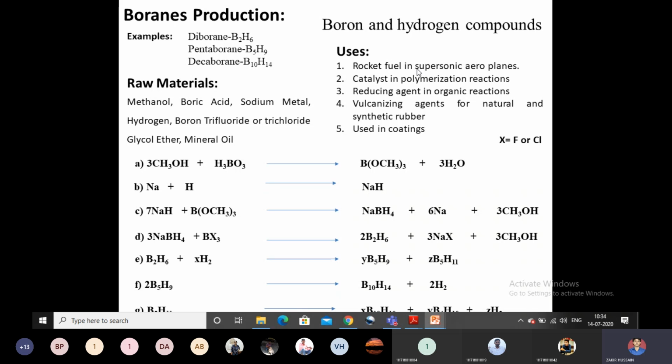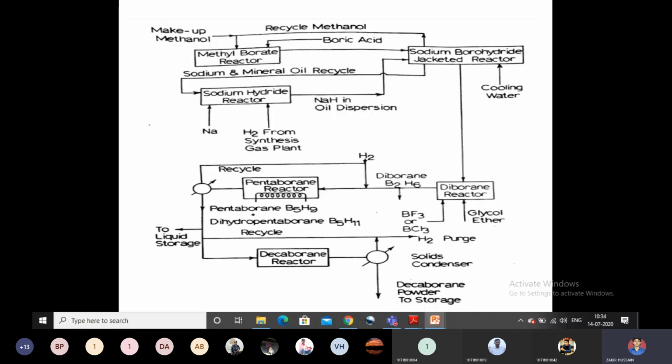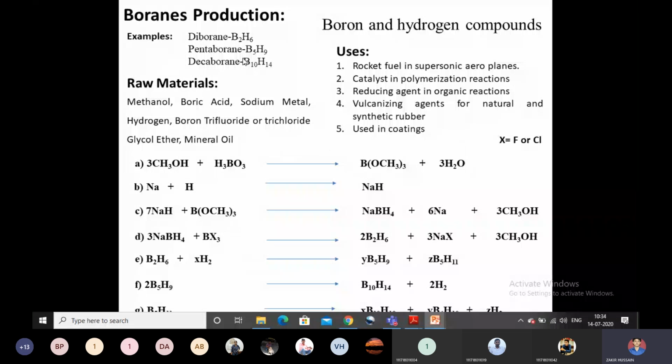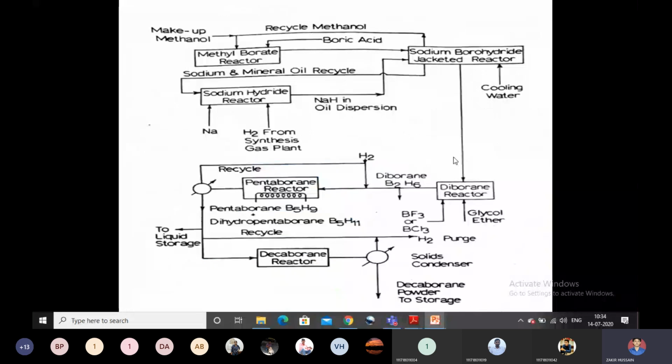These are the reactions which will take place while the boranes are produced. Along with the flow sheet, we will discuss these reactions. The flow sheet starts here, in which methanol and boric acid react in a methyl borate reactor to give methyl borate. Reaction A is three molecules of methanol reacting with one molecule of boric acid to give one molecule of methyl borate, with liberation of three molecules of water.